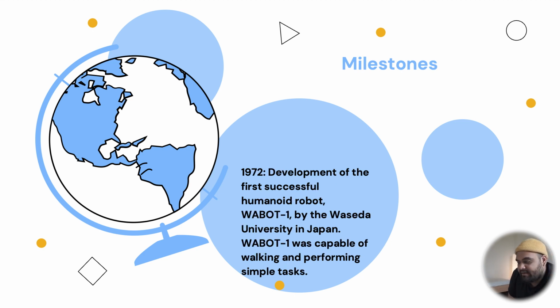Then in 1972, the development of the first successful humanoid robot, WABOT-1, by Waseda University in Japan. WABOT-1 was capable of walking and performing simple tasks. Now, 1972 was the time when robots already started walking. Although we can see that, to date, humanoid robots are still very early and still trying to make them walk and do all the actions very naturally. Thanks to Boston Dynamics, things have been done quite fast now. But Japan is still one of the leaders in robots.